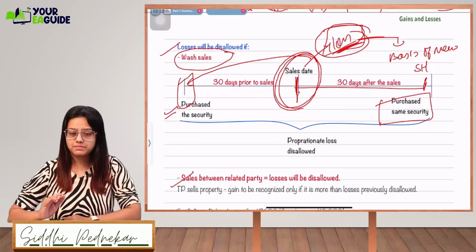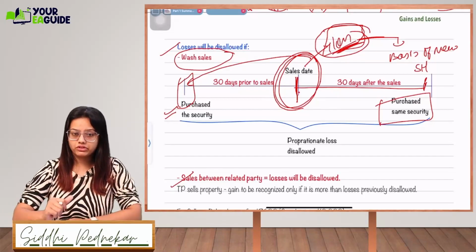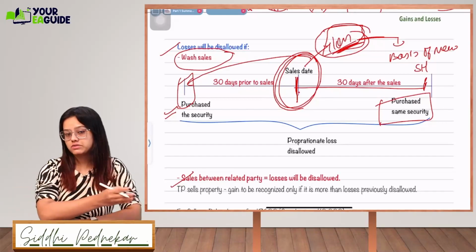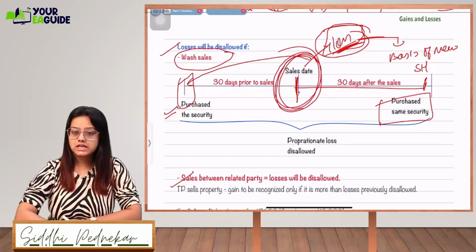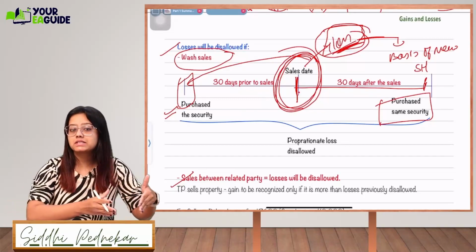Okay, the concept is this: to stop this kind of tax planning, they have come up with the rule that is wash sales. Within 30 days from the date of sale or prior to 30 days from the date of sale, if you bought the same type of securities, whatever loss you incurred on the sales date will be disallowed, but it will be added to the basis of the new stock.